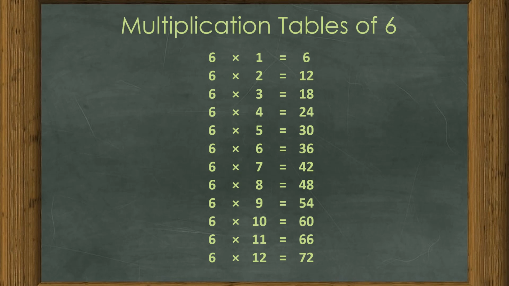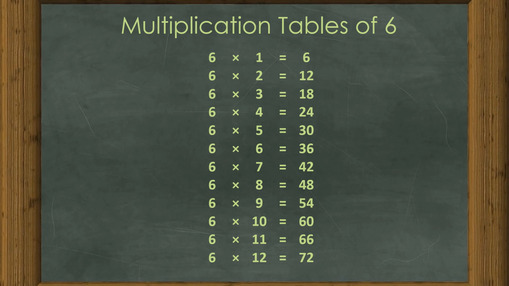Multiplication tables of 6. 6 1s are 6. 6 2s are 12. 6 3s are 18. 6 4s are 24. 6 5s are 30. 6 6s are 36. 6 7s are 42.